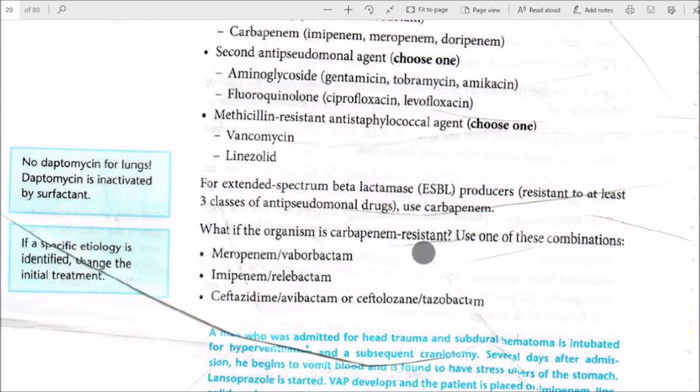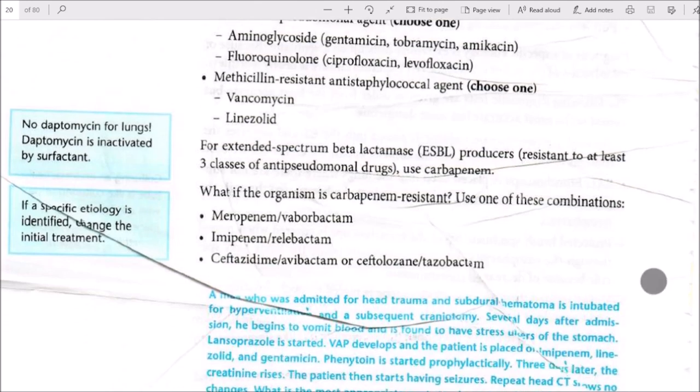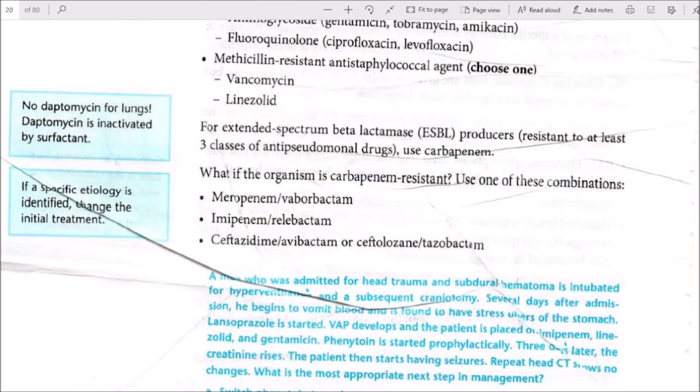What if the organism is carbapenem resistant? Use one of these combinations: meropenem-vaborbactam, imipenem-relebactam, ceftazidime-avibactam, or ceftolozane-tazobactam. No daptomycin for lungs. Daptomycin is inactivated by surfactant. If a specific etiology is identified, change the initial treatment.